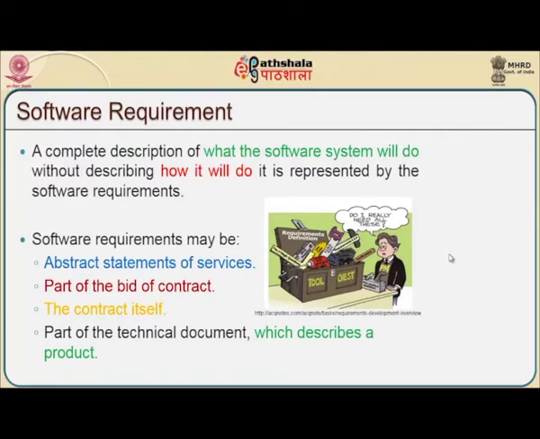Software requirements may generally be abstract statements of services. For anything that we wish to develop, say initially a user ID and password, those are abstract services from the customer's level, and they are a part of the contract. Every feature that we were talking about in the previous session, like user stories, needs to be bid for contract purposes. It could be a contract by itself, or part of a technical document which describes a complete portion of a document.